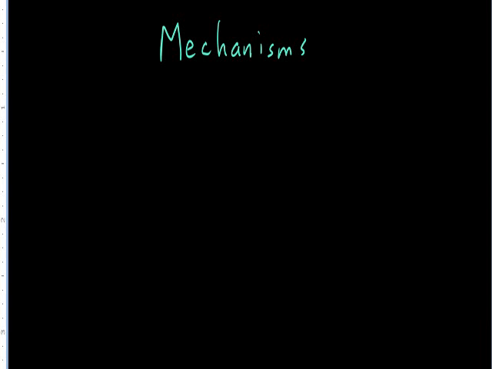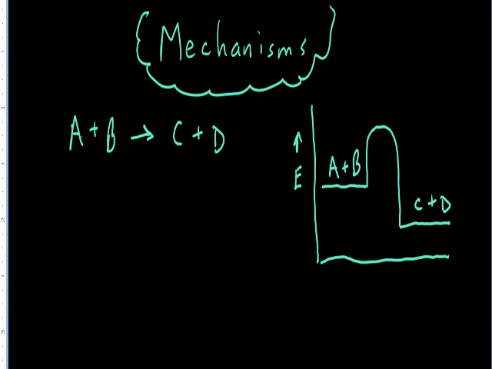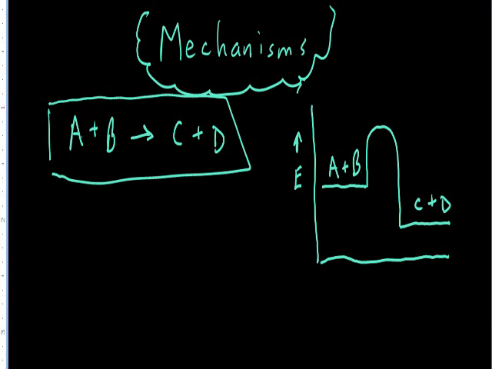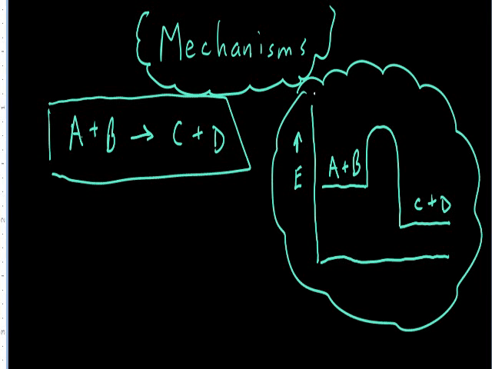This video clip is for us to take a moment to look at a concept in kinetics, or rates of reaction, known as reaction mechanisms. Thus far in rates of reaction, we've been focusing on reactions such as A plus B goes to C plus D, and representing the reaction with the progress of reaction diagram such as we see here.